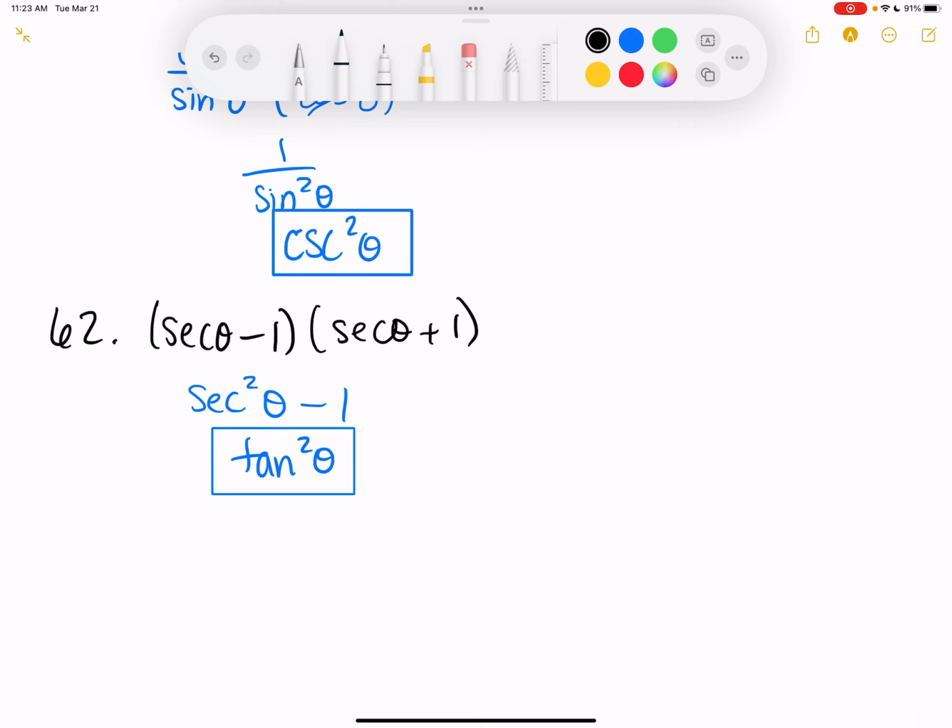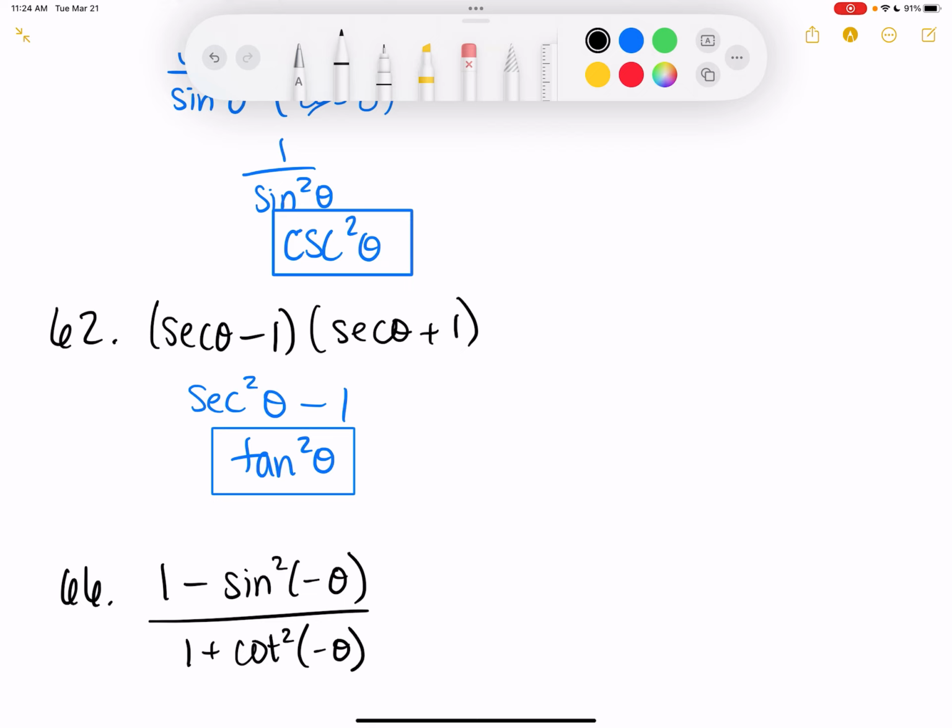Let's see, 66. 1 minus sine squared of minus theta over 1 plus cotangent squared of minus theta. So what does the minus theta inside the sine do? And then also inside of cotangent, what does it do? What happens to the negative?